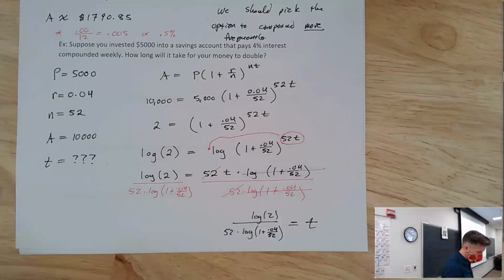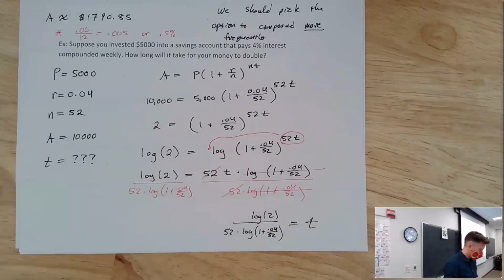Like, okay, I would do 1 plus 0.04 over 52, and then I would do log of that, and then I would multiply by 52, and then I would do log of 2 divided by that answer, which is not great on a phone, right? On the phone calculator, that's going to be a lot of opportunities to make a mistake. I would definitely encourage you to use something better than the phone calculator.